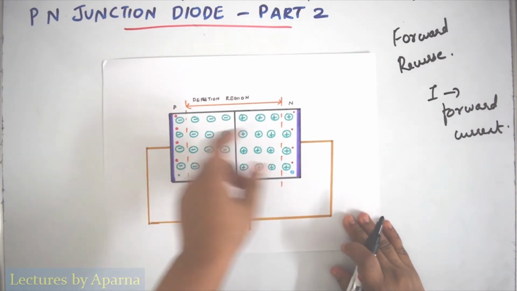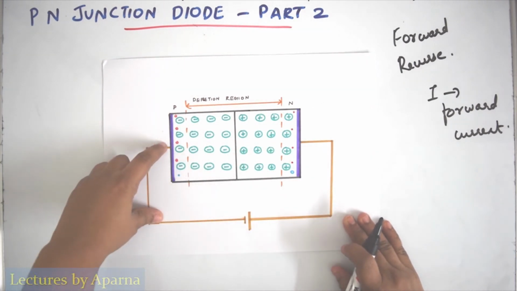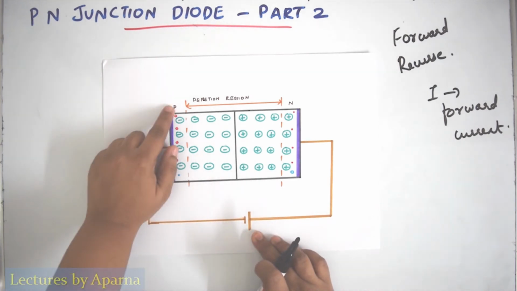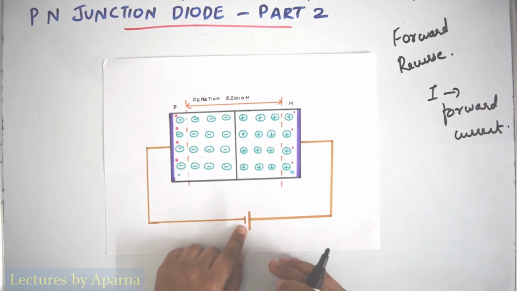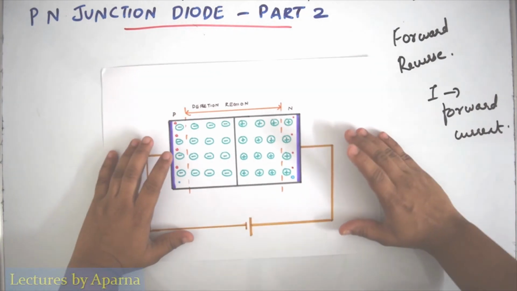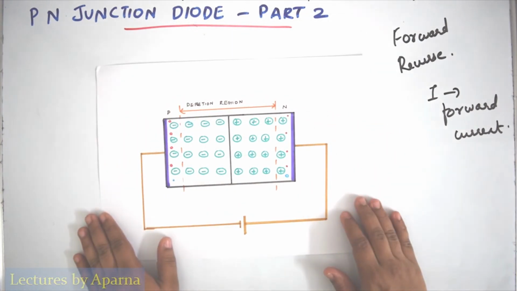So these purple color things are the metallic terminals, and from the metallic terminals the voltage will be given like this. To the P region, the negative terminal of the battery will be connected, and to the N region, the positive terminal of the battery will be connected, and thus the PN junction will be reverse biased.